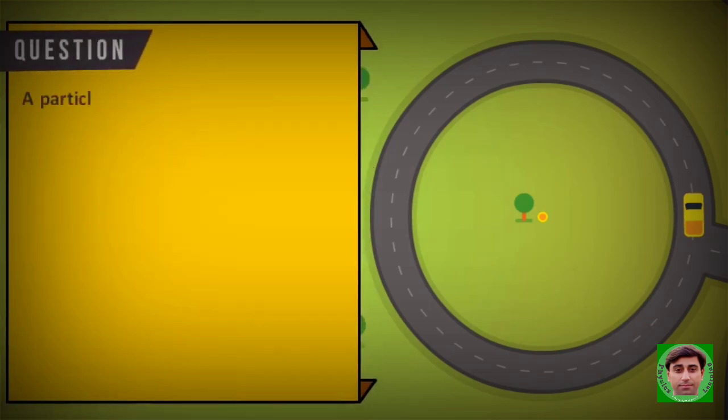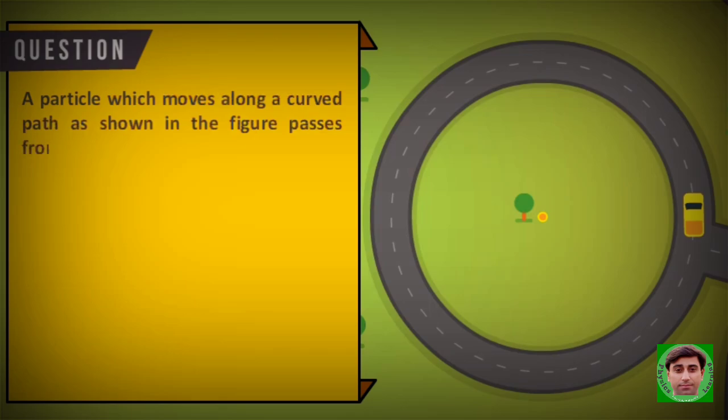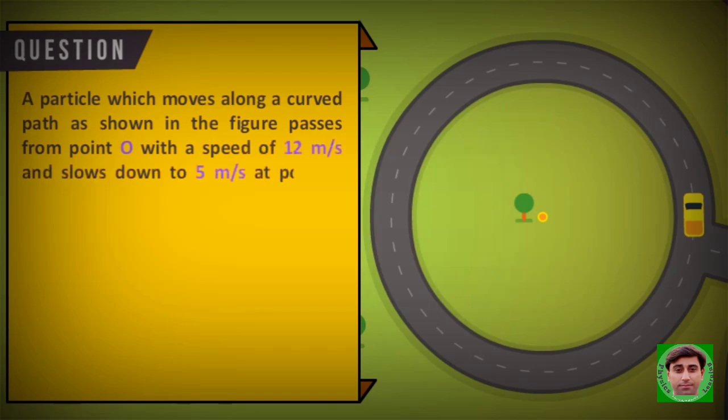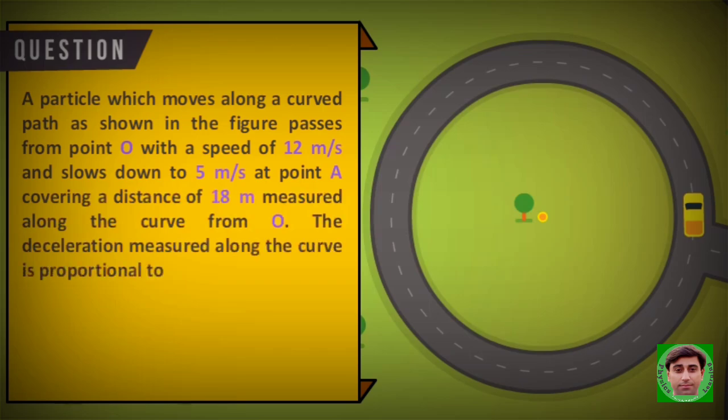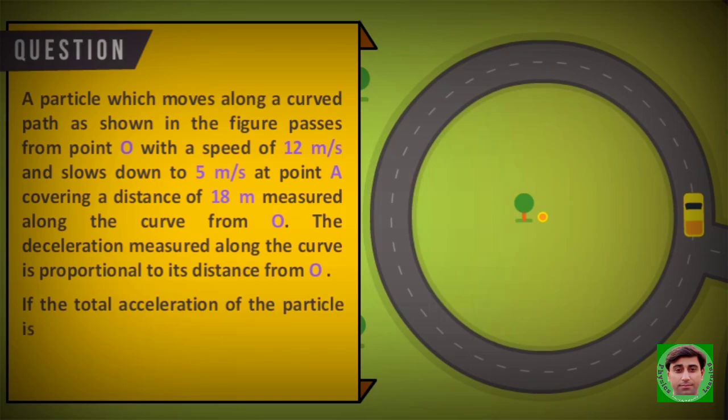Question: a particle which moves along the curved path as shown in the figure passes from point O with a speed of 12 meters per second and slows down to 5 meters per second at point A, covering a distance of 18 meters measured along the curve from O. The deceleration measured along the curve is proportional to its distance from O. If the total acceleration of the particle is 10 meters per second square, find the radius of curvature at A.